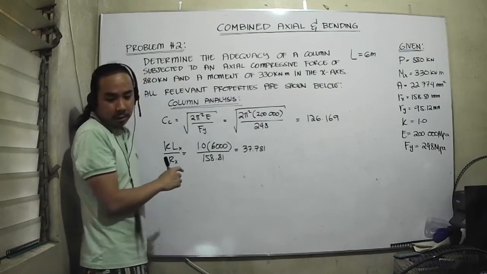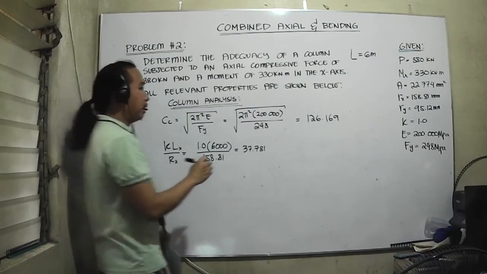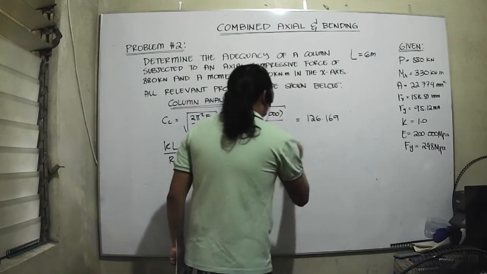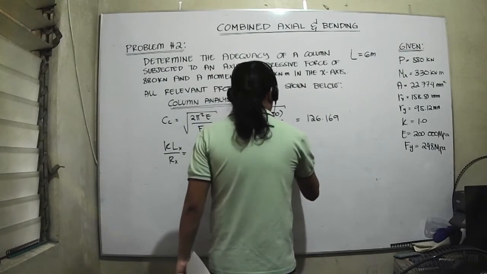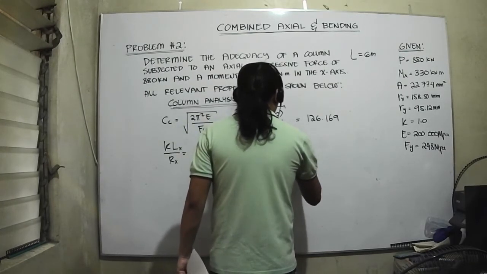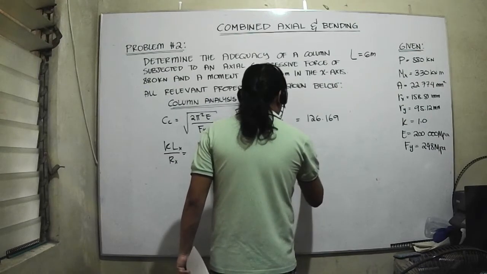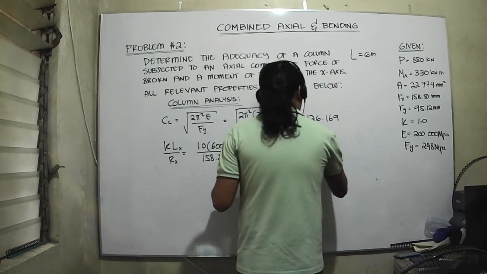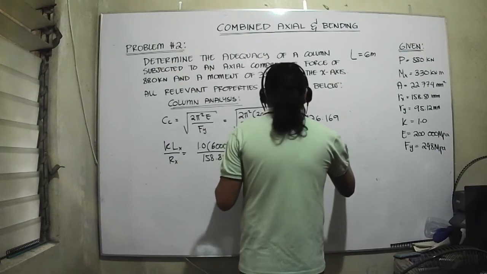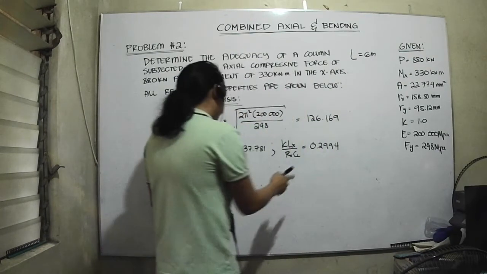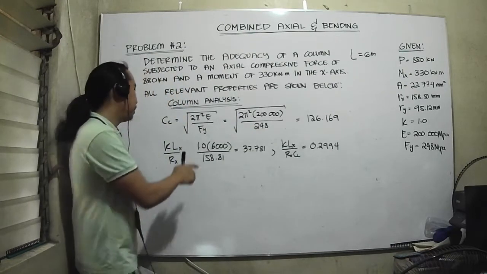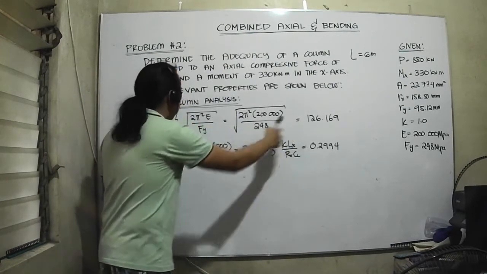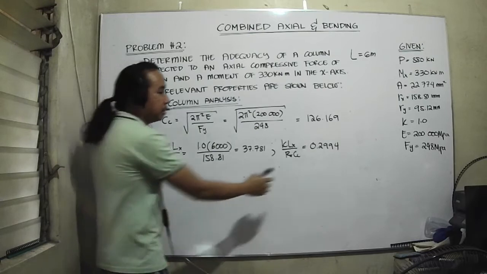I would also like to prepare KLx over rx Cc. That should be equal to 0.2994. Just divide this term over the compression index and you will have this.